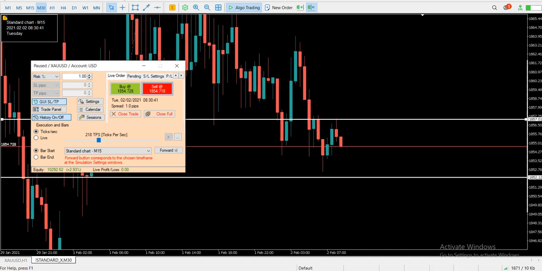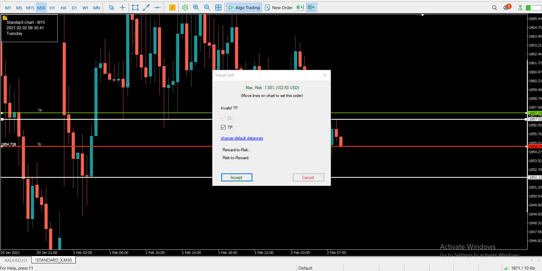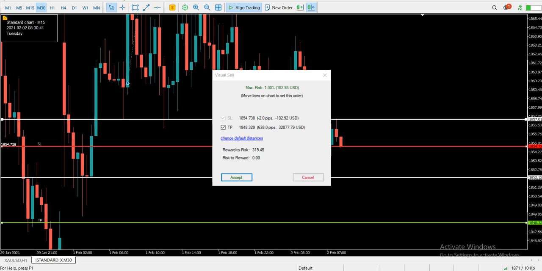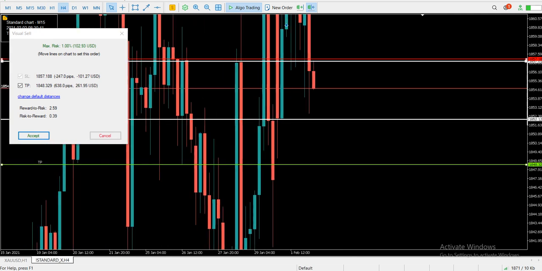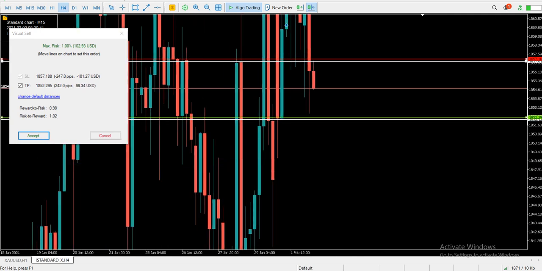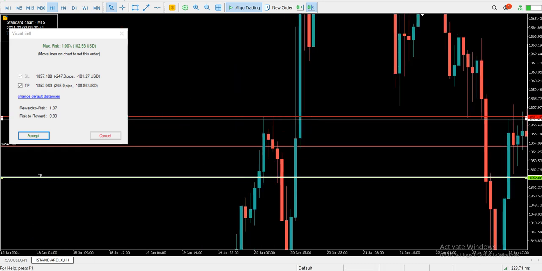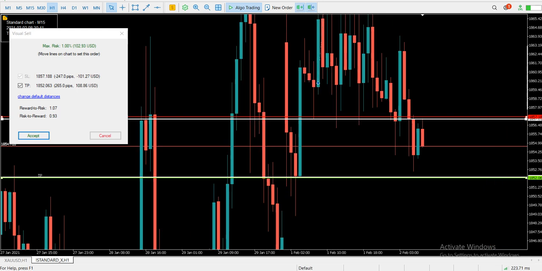Let's take a sell right here, SL above. Okay, let's just place SL right there. TP will go maybe right there. Yeah, it's a 1 by 1, and yeah, seems like a good idea to take a sell.